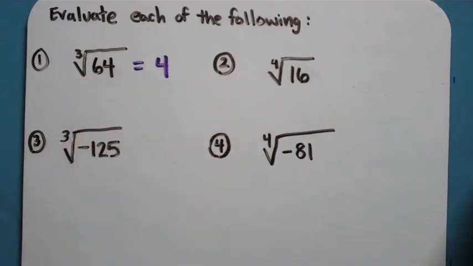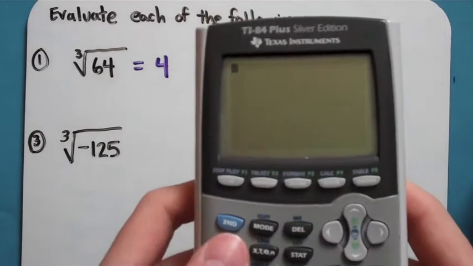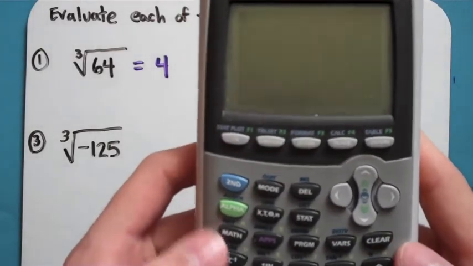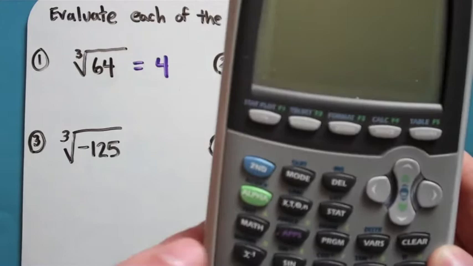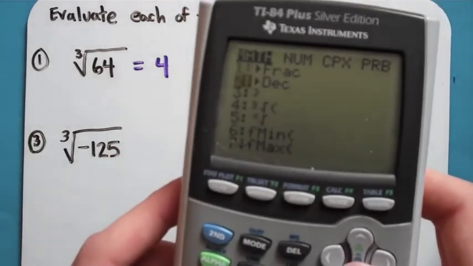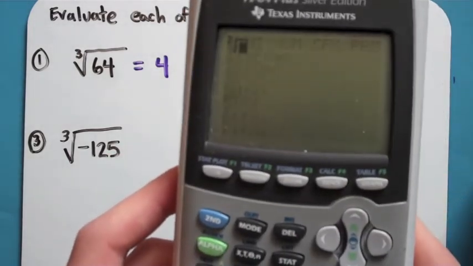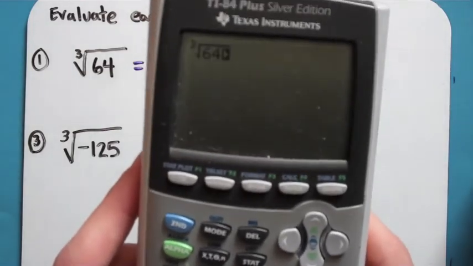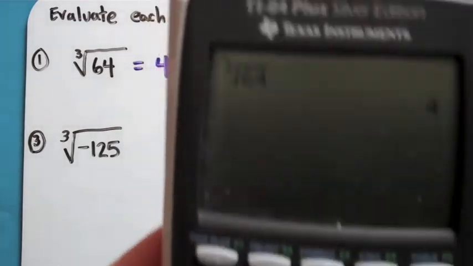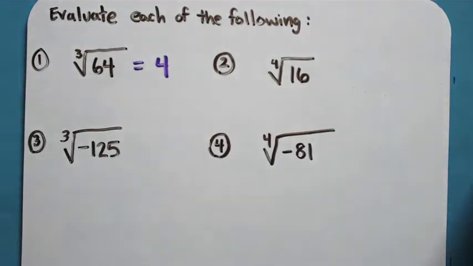You can also do this problem straight up on your calculator. Instead of going to the regular square root key, under the math menu, the 4th choice down is a cube root option. So I can just do cube root, punch in my number, and you can see that indeed the cube root of 64 is equal to 4.